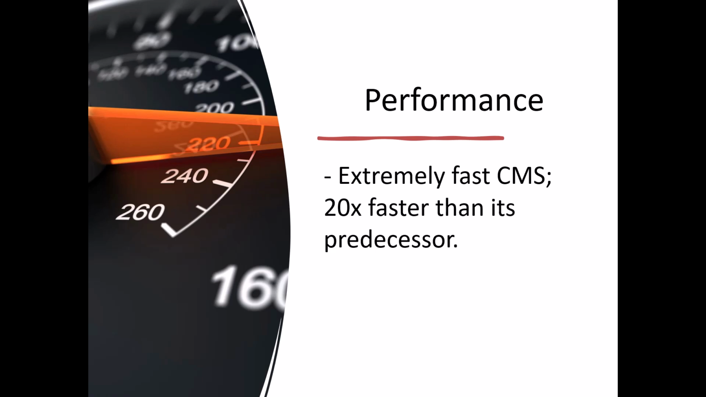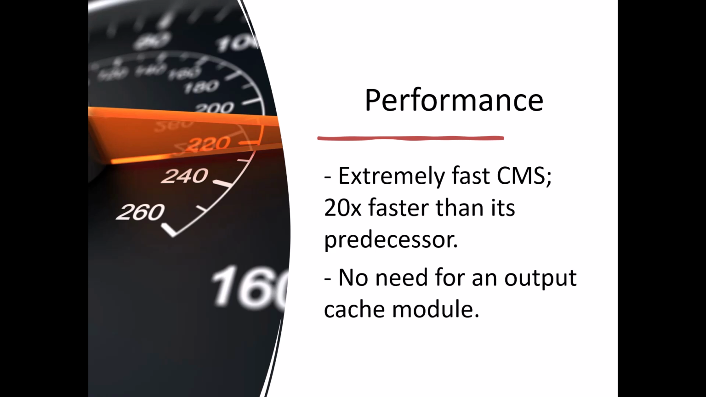Now this might be the most obvious change when you start using Orchard Core CMS over its predecessor, Orchard 1. It is extremely fast for a CMS, so fast that the architects and designers of Orchard Core didn't care about working on an output cache module. To give you an idea, without caching, Orchard Core CMS is around 20 times faster than its predecessor, and you don't need an output cache module.